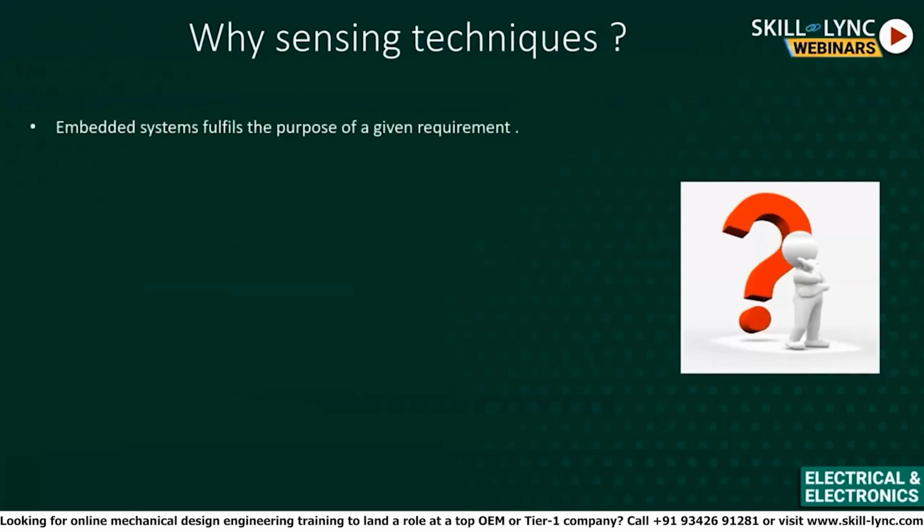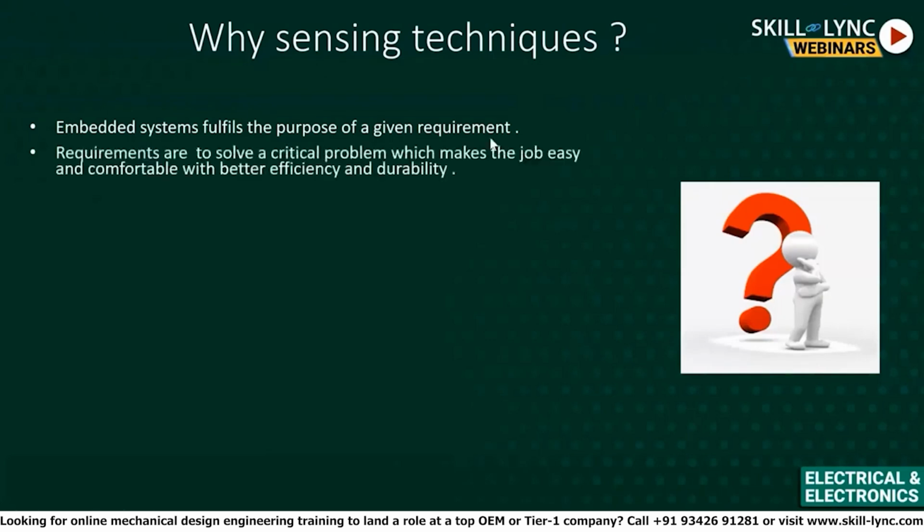Why do we need it actually? And for that, I will give you an example. Definitely, an embedded system fulfills the purpose of a given requirement. Why do we need to study something? Because that is going to give you some kind of outputs. Or if you have a requirement, then only you're going to study something. Now, why are you studying? Because you need to have a job. You need to have a proper career, and you need to have a lot of other plans in your life. So everything has a purpose.